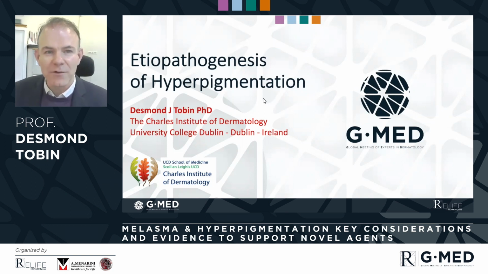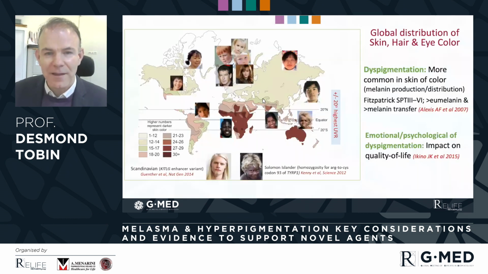I'd like over the next 8 minutes or so to give you a little bit of a background into the etiopathogenesis of hyperpigmentation. The human family has diverse natural and normal pigmentation levels, as you can see in this image here, where you can see the highest levels of skin and hair and eye pigmentation are approximately around the equator. And as humans migrated north, particularly into northwestern Europe, they developed a very broad palette of colors, as you can see in Western Europe. So when we talk about dyspigmentation or abnormalities of pigmentation, these are more commonly found in individuals with skin of color, particularly in the Fitzpatrick scale of phototype 3 to 6.